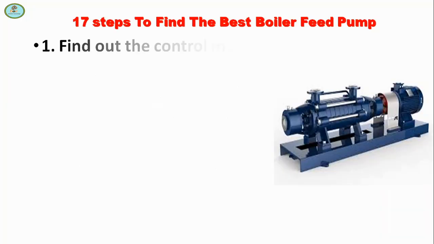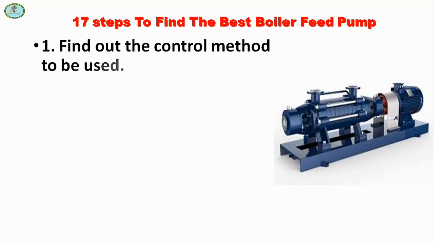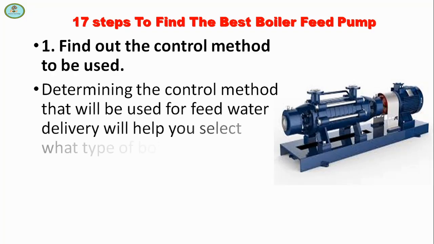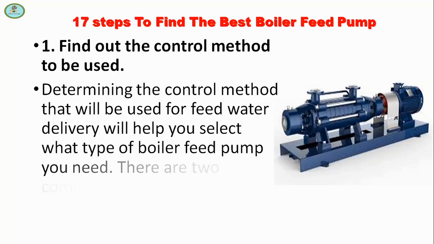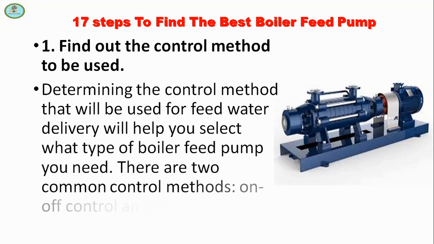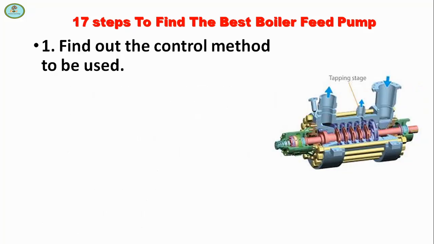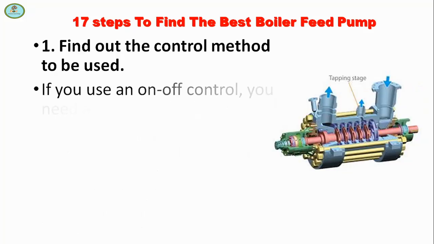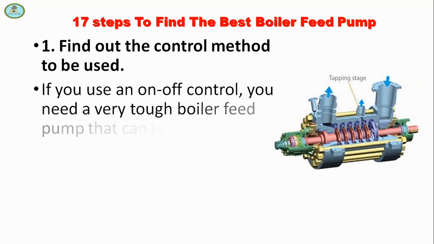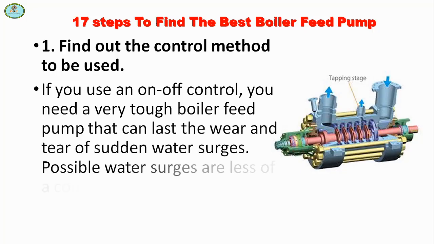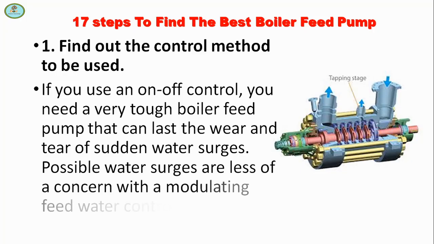First is find out the control method to be used. Determining the control method that will be used for feed water delivery will help you select what type of boiler feed pump you need. There are two common control methods: one is on-off control and the other is modulating feed water control. If you use an on-off control, you need a very tough boiler feed pump that can last the wear and tear of sudden water surge. Possible water surges are less of a concern with a modulating feed water control.